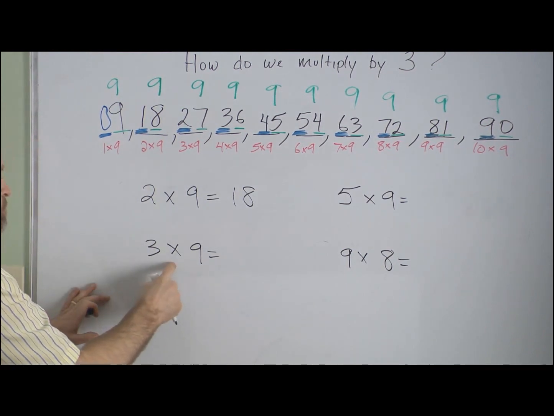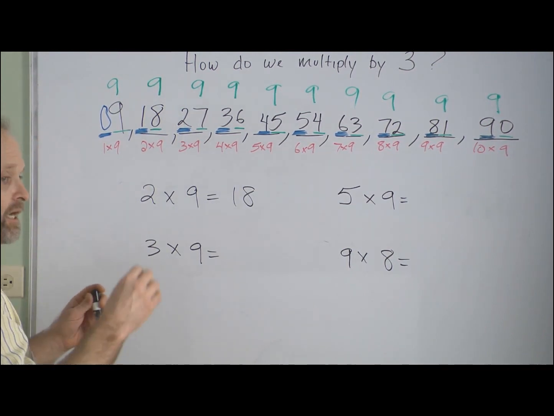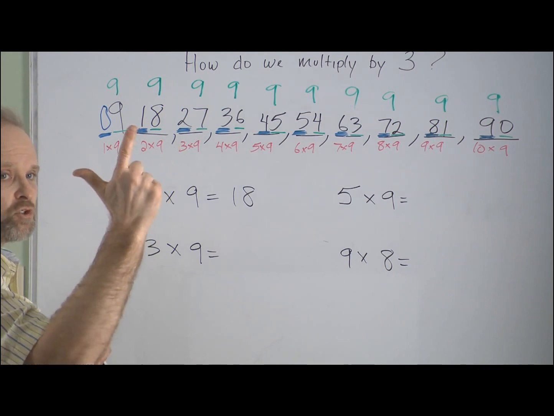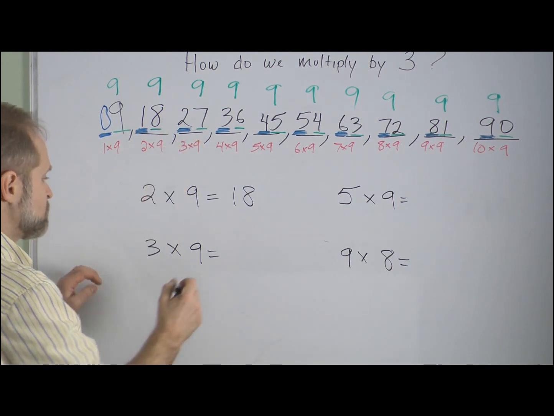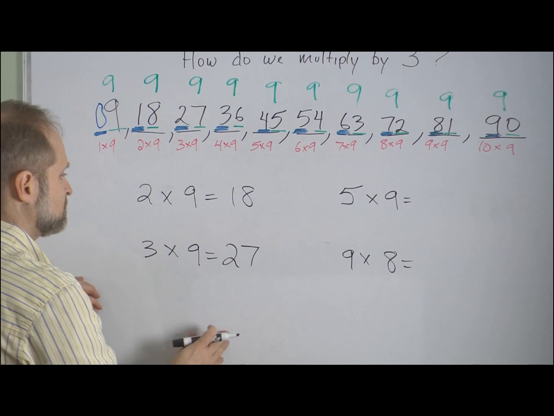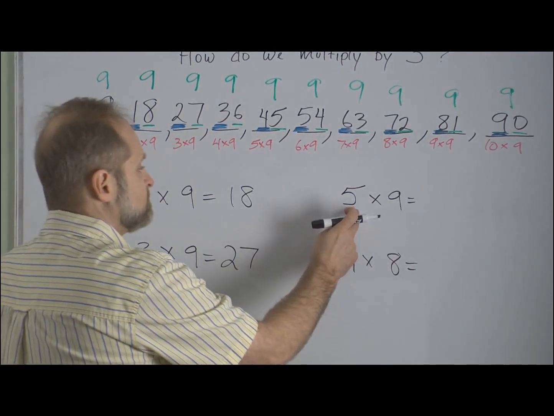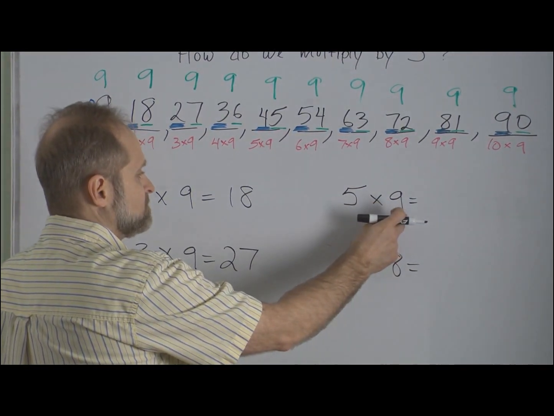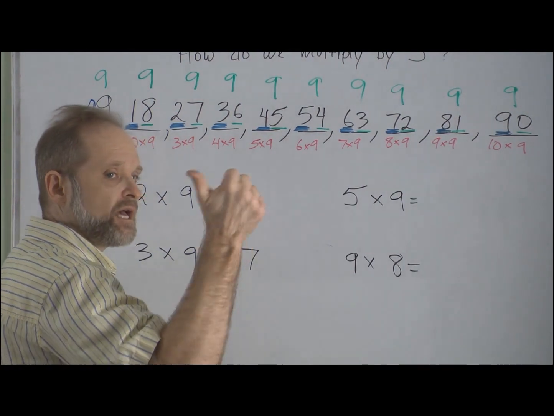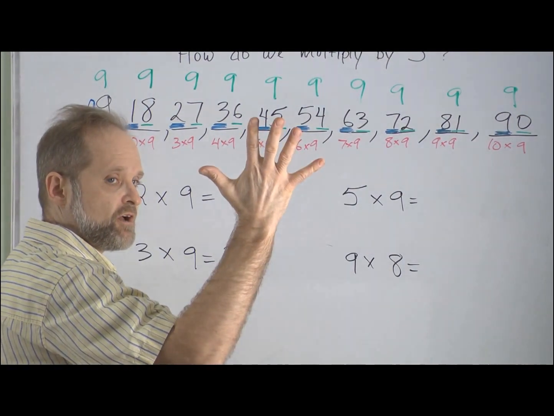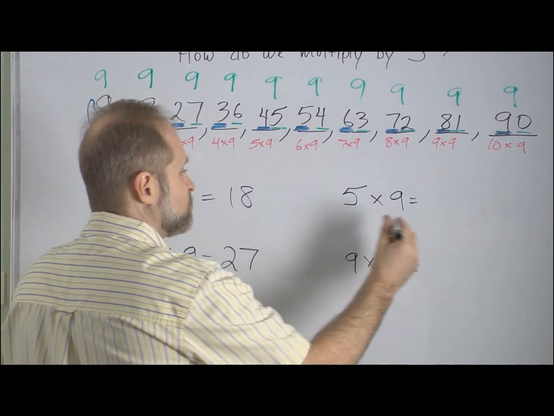The next one, 3 groups of 9. So I'm going to skip count by 9: 9, 18, 27. So I'm going to write in 27. The next one, here we have 5 groups of 9. I'm going to go ahead and skip count again: 9, 18, 27, 36, 45. That's my 5 groups.